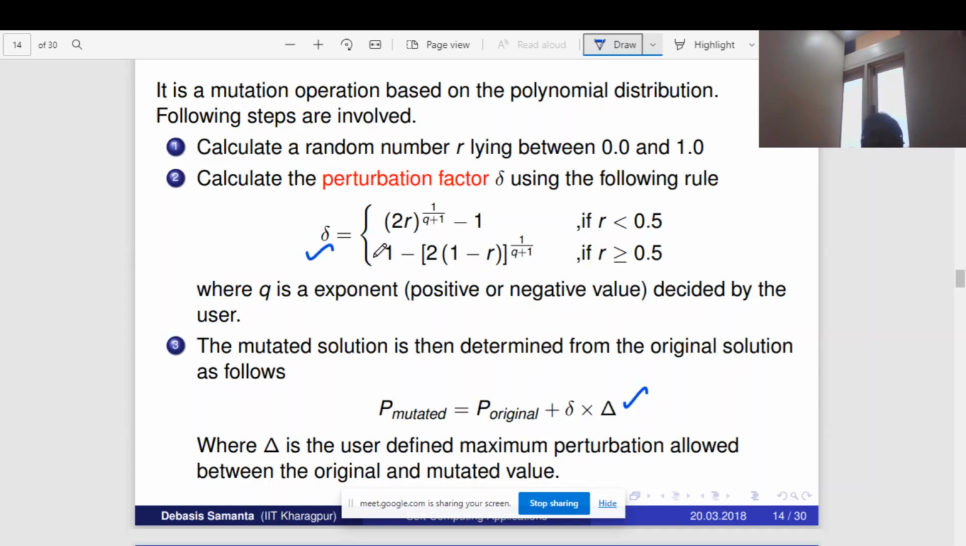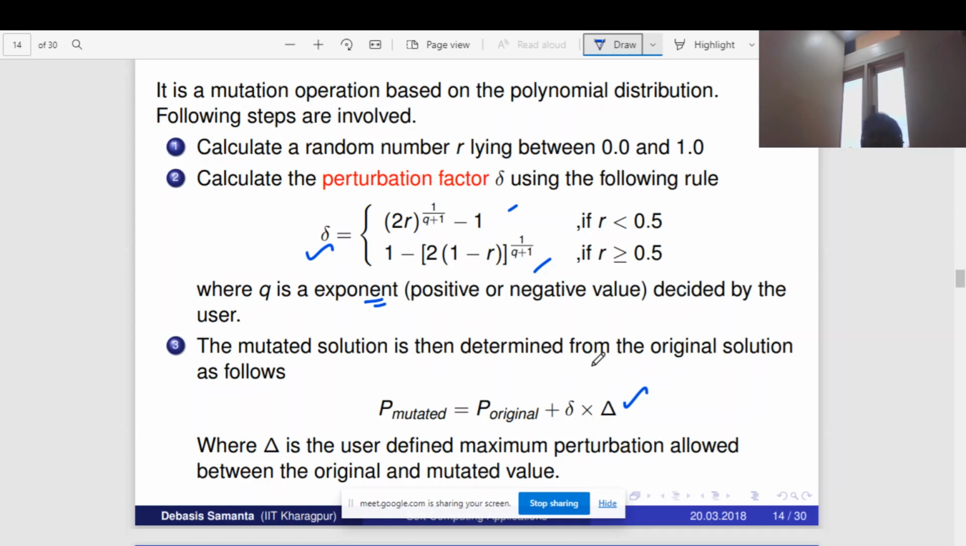Okay. So how is the dow value calculated? If R is less than 0.5, that is if the random number generated is less than 0.5, the dow is calculated based on this formula. If R is greater than or equal to 0.5, then dow is calculated with this formula. Again, there is another factor Q. This Q also the user has to choose. Q is the exponent. It can be either a positive or negative value decided by the user. So based on this, the dow is calculated.